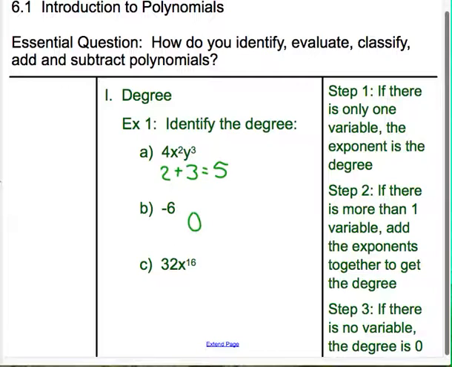Finally, part C, this is our step 1. If there's only one variable, the exponent is the degree, so this has a degree of 16.